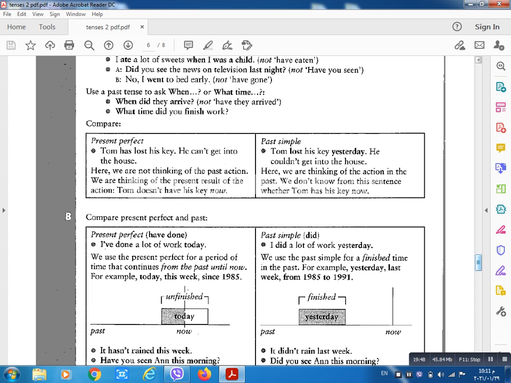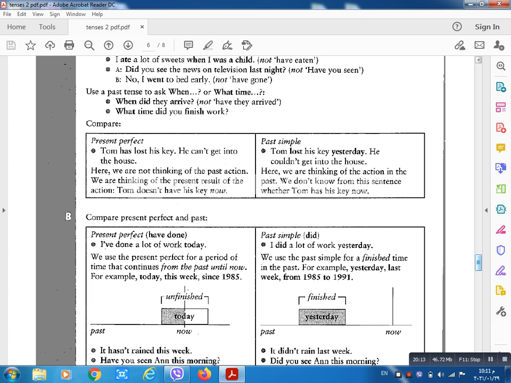What about past simple, the example that I have just read? See, Tom lost his key yesterday. He couldn't get into the house. Couldn't, because I'm referring to yesterday, etc. Compare present perfect and past. Again, here we have a diagram with some more examples to show the idea that I have just spoken about.